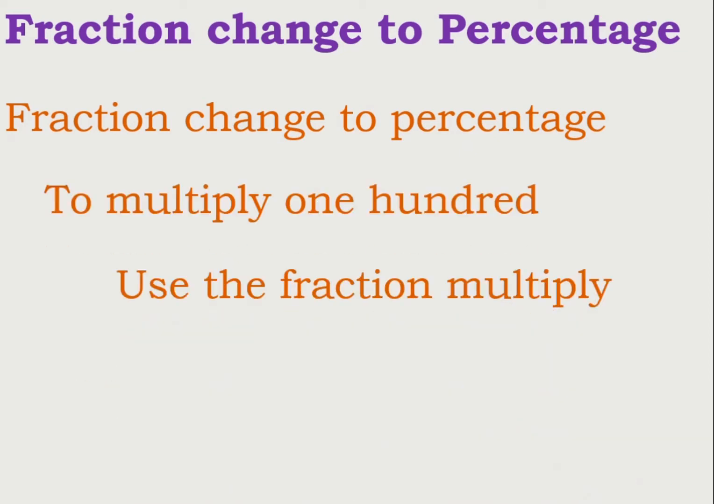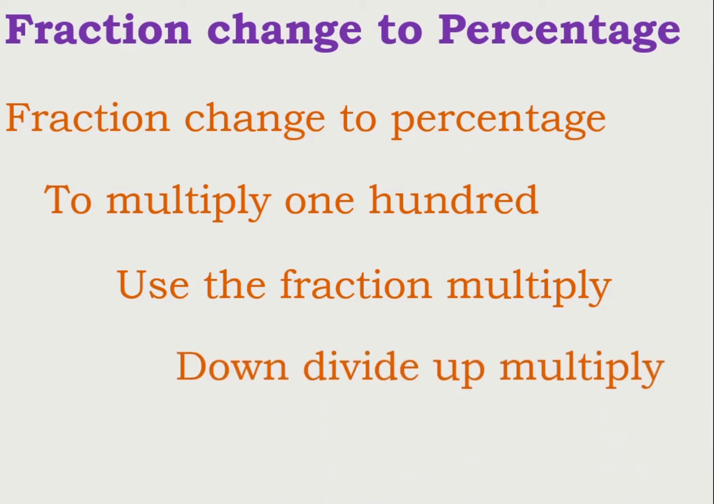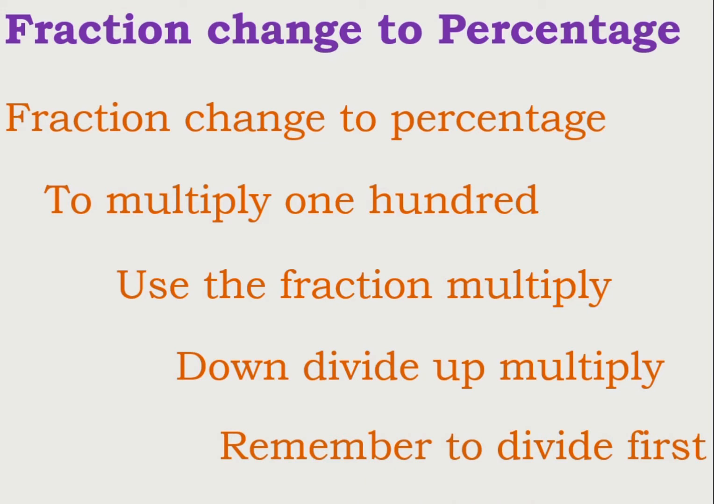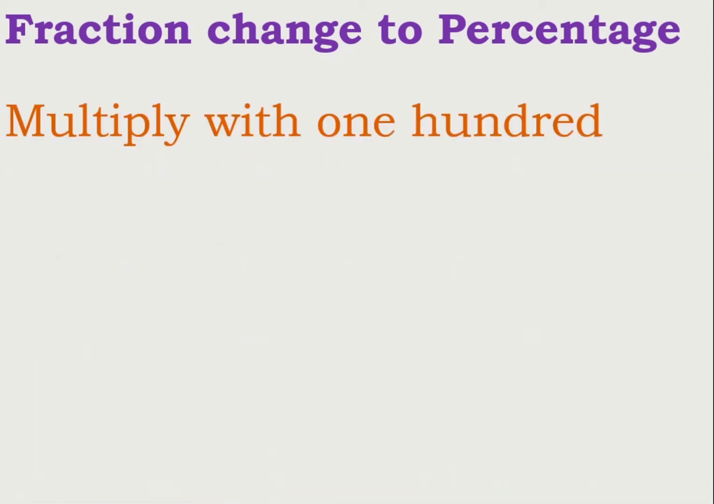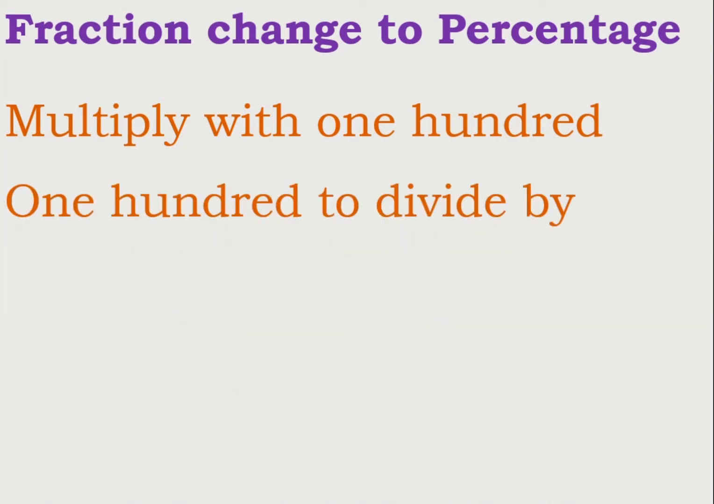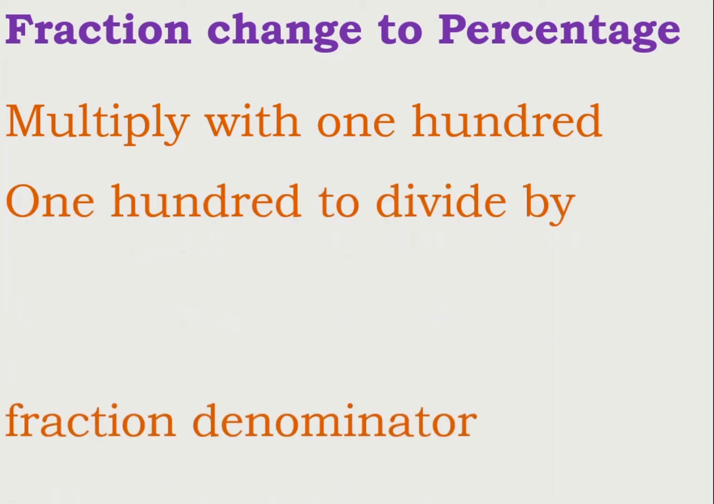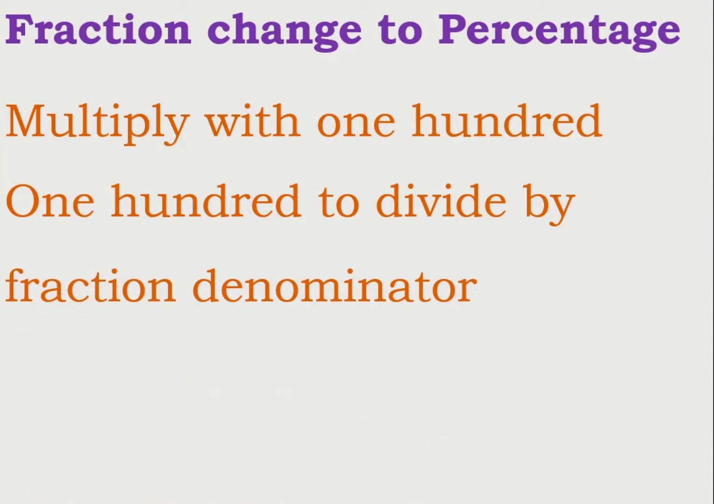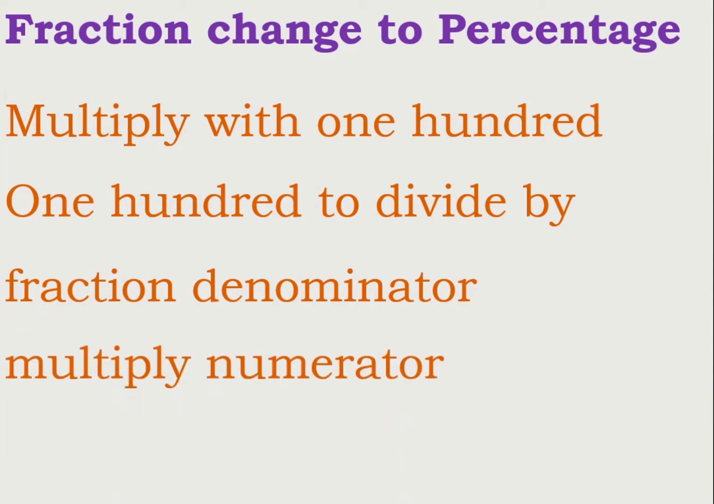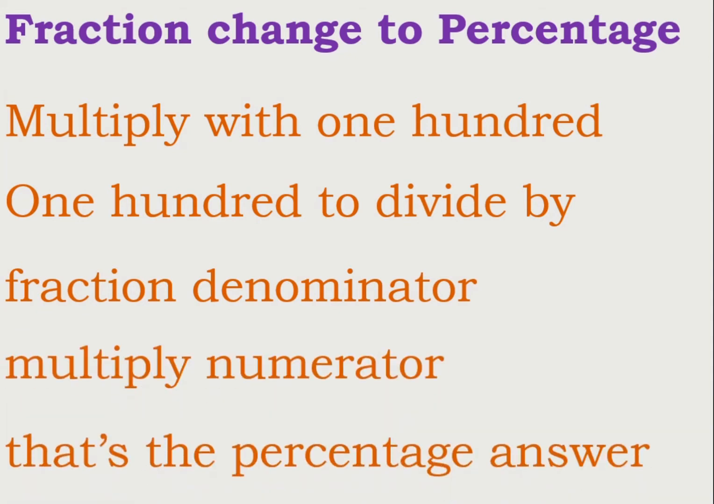Use the fraction multiply: down divide, up multiply. Remember to divide first. Multiply with 100. 100 is divided by the fraction denominator, then multiplied by the numerator. That's the percentage answer.